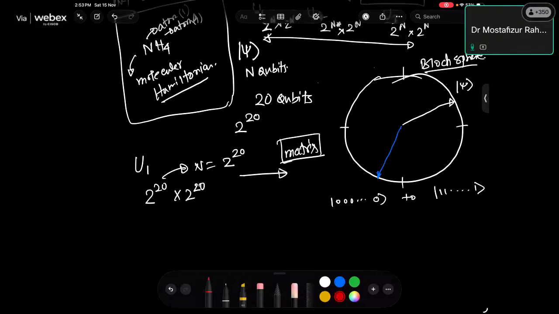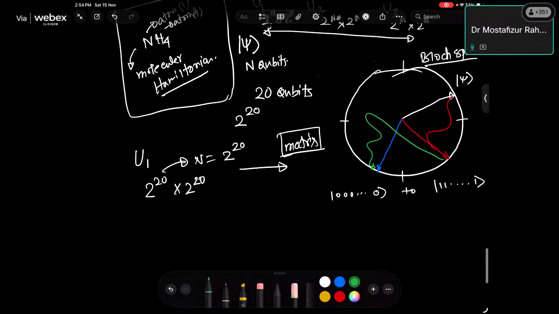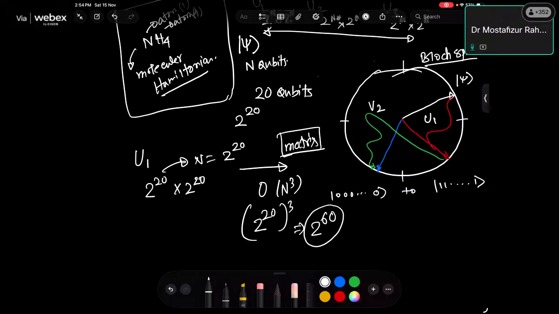So you do two kinds of operation. First, you reach somehow here, and then you reach somehow using another operation here. So this is your path U1, and this is your path U2. How many calculations do you do here? Your calculation is of order n to the power 3, so (2 to the power 20) to the power 3, which is 2 to the power 60, you can see. That many calculations you have to do just to multiply this operator times this operator.